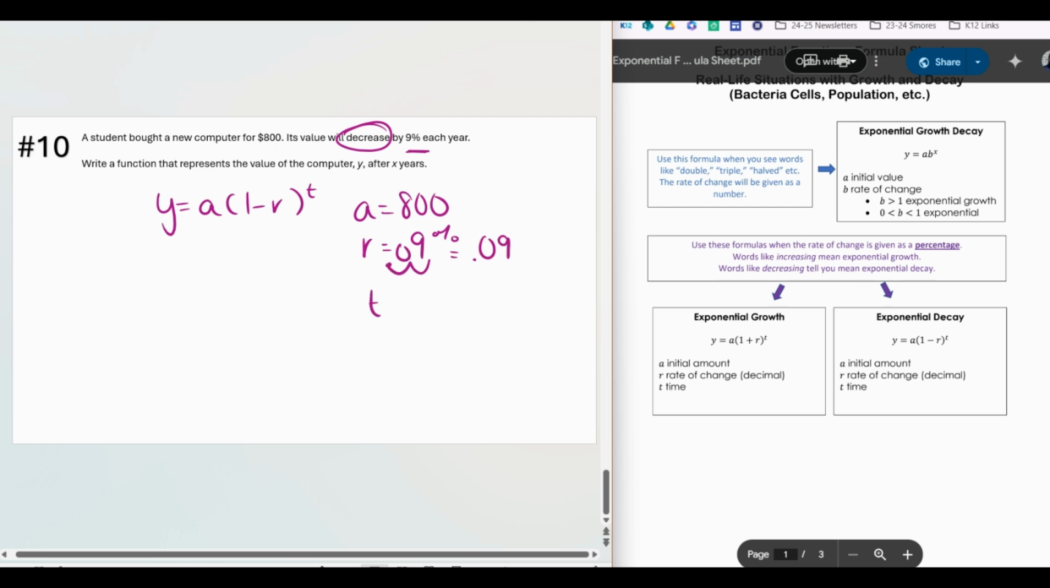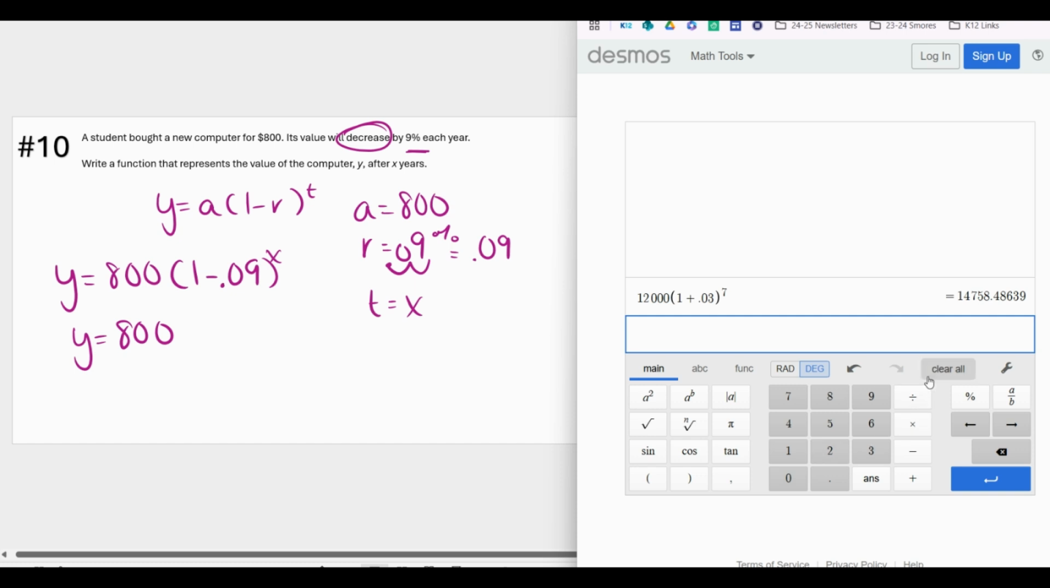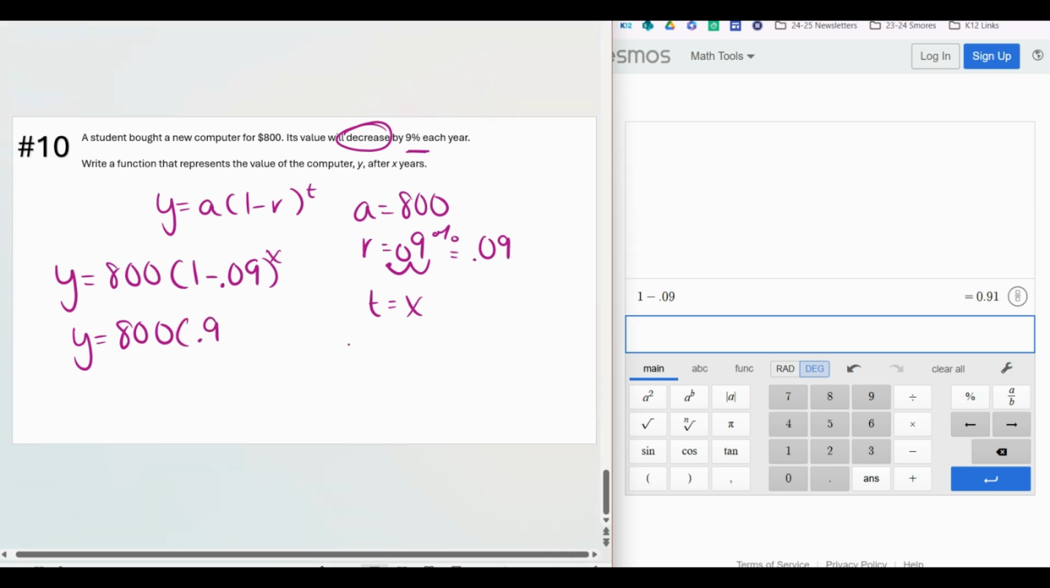And then t, well, once again, they want us to call t x. So we're just going to replace it with x. So when we write the formula, we have y equals 800 times 1 minus 0.09, and that's to the x power. That 1 minus 0.09, I'm not going to leave it like that. If you want, you can go to Desmos, and it'll give you a value. So you do 1 minus 0.09, and it tells you that you have 0.91. Okay, so we're just going to rewrite that as 0.91 so it looks a little neater. And so we have 800 times 0.91 to the x.